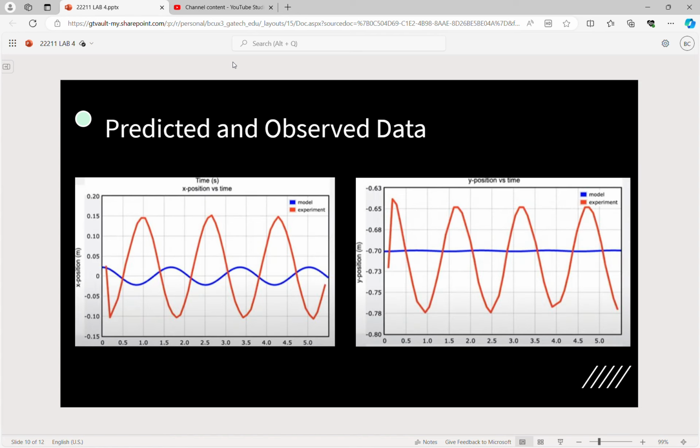Predicted and observed data. To the left is our predicted data and to the right is our observed data, and they are very different. They're pretty different, which means we probably had a couple of errors in our data through our testing, but it just shows that they're relatively different.